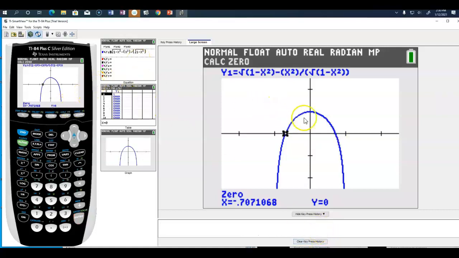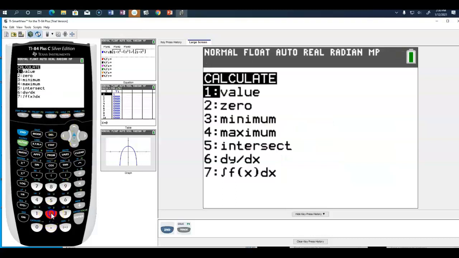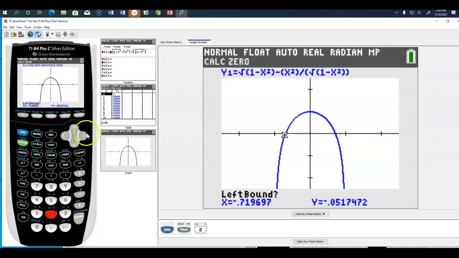So I want to find where it touches the x-axis over here. So the first thing we do is we push second, trace calc, 2 for 0, and then we're going to scroll until we are, you want to be to the left of your 0.